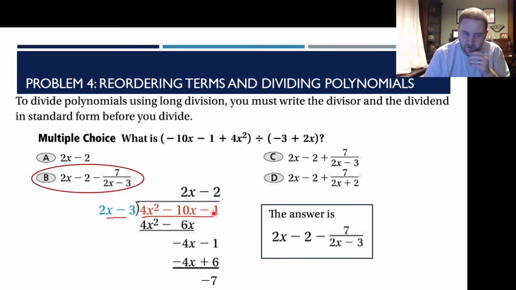Okay, and then you drop down this negative 1. 2x goes into negative 4x, negative 2 times. So then negative 2 times 2x is negative 4x. Negative 2 times negative 3 is a positive 6. And then you subtract these out. These cancel out. Negative 1 minus 6 is negative 7. So that's how you're left with negative 7 over 2x minus 3. Okay. So your answer then is going to be 2x minus 2 minus 7 over 2x minus 3, which is B.